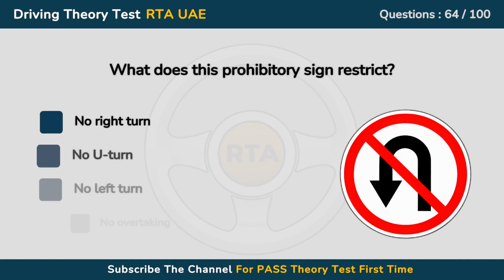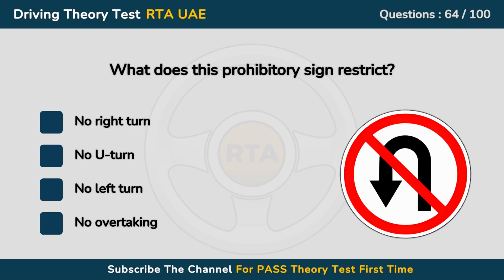Question 64. What does this prohibitory sign restrict? A. No right turn. B. No U-turn. C. No left turn. D. No overtaking.